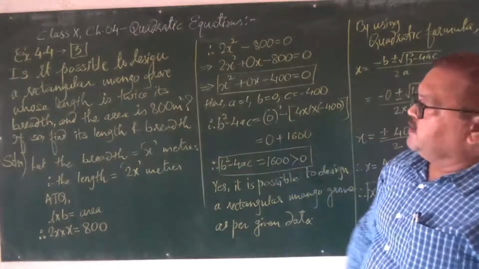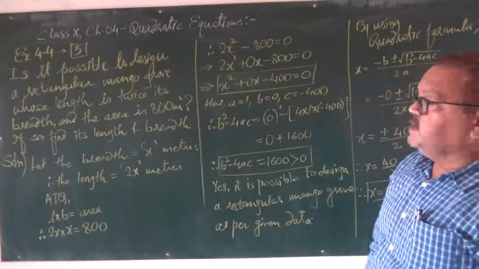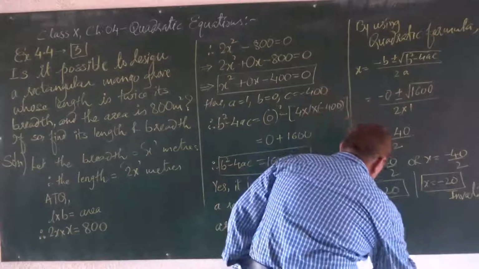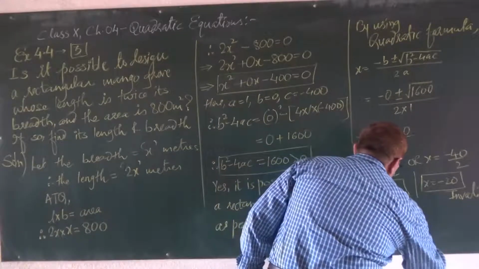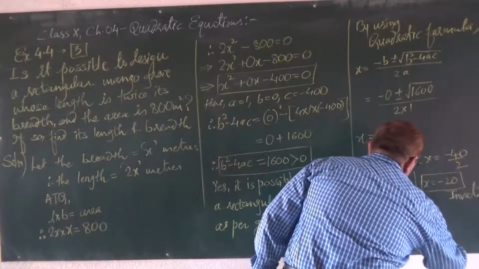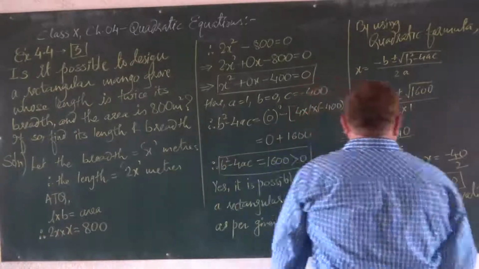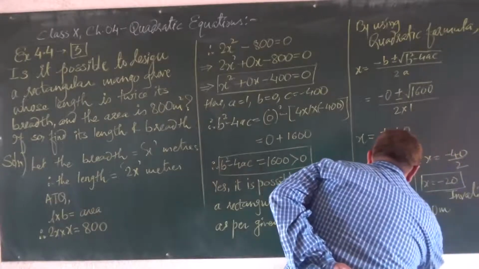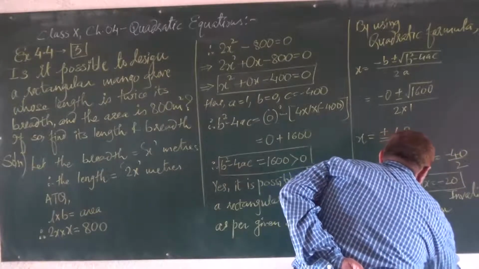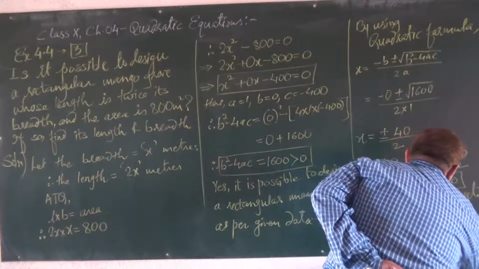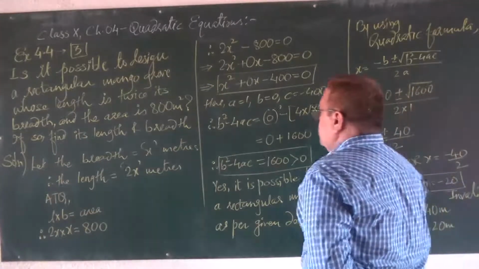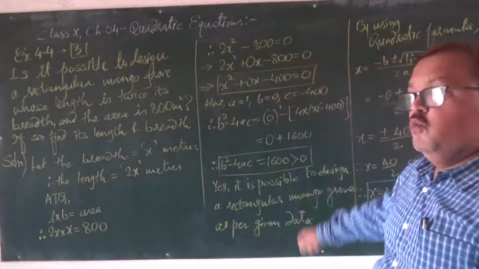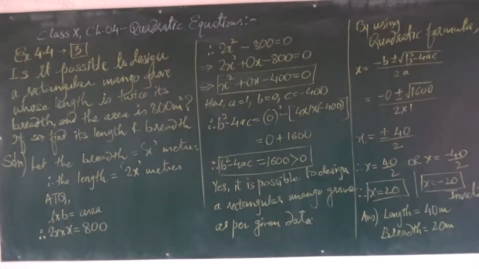Then what is the final question they have asked? Find its length and breadth. Okay, so answer: length. What is length? Length is 2x. So 2 into 20, so it is 40 meters. And breadth. Okay, breadth is 20 meters. Okay, hope you have understood this word problem.